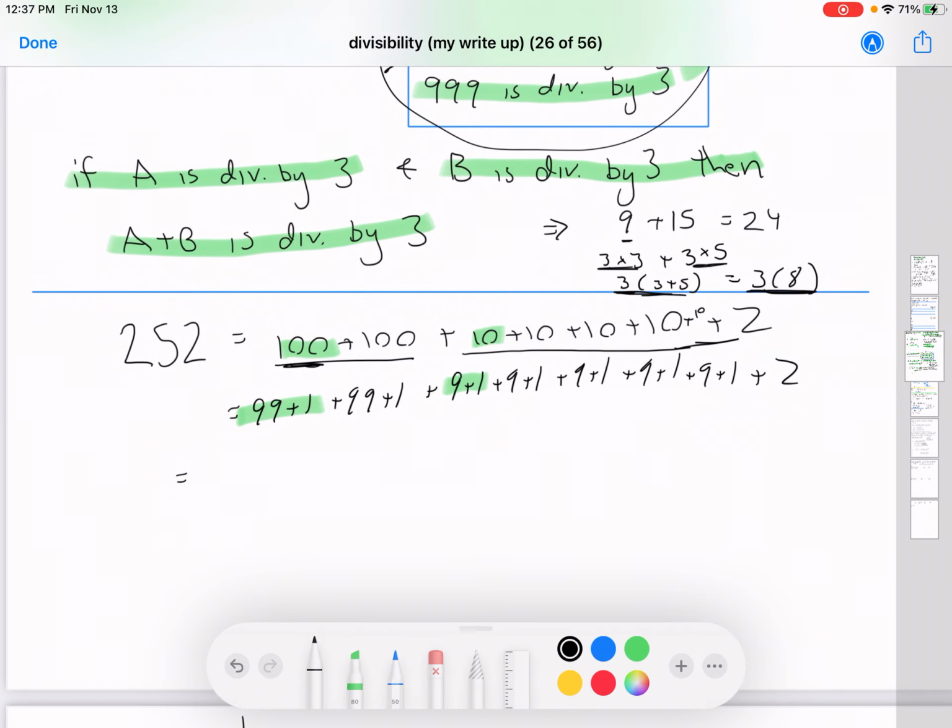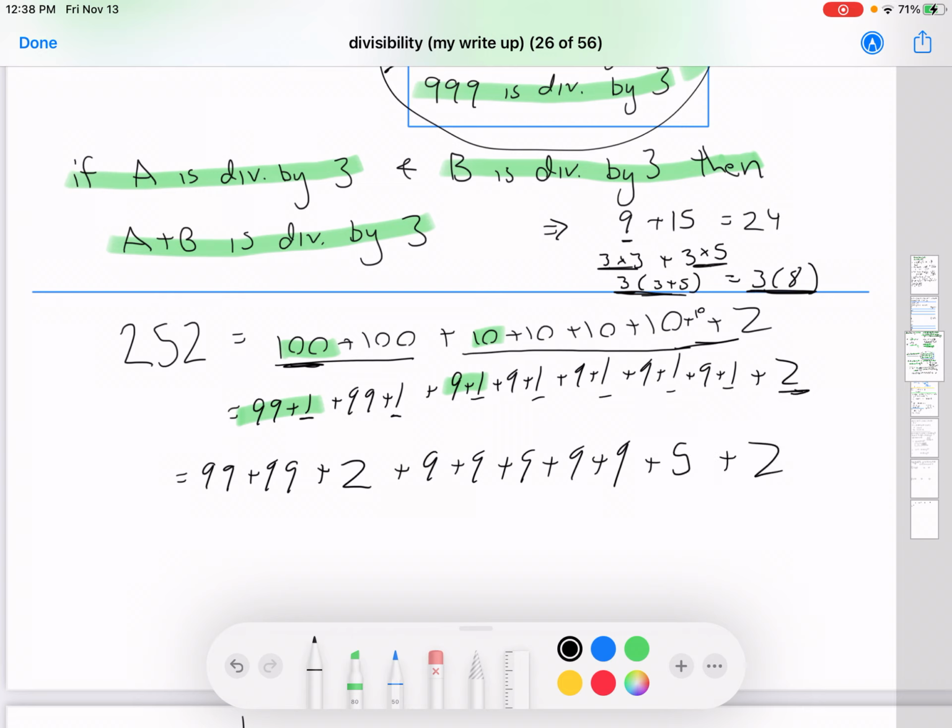Now, I'm actually going to rearrange and group these, so this is the same thing as I have a 99 and a 99, plus we have a 2. And then I have a 9 plus a 9 plus a 9 plus a 9 plus a 9. And then I've got 1, 2, 3, 4, 5 1s. And then I have my 2 left over.